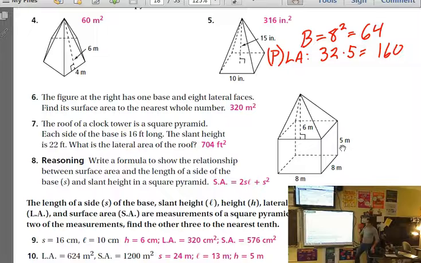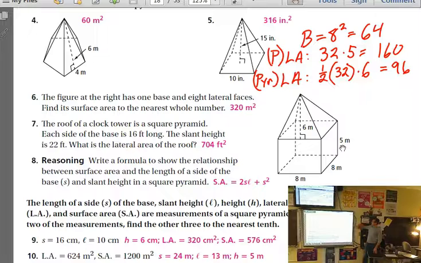Then I'm going to do the pyramid lateral area, which is half that perimeter, which has to be the same, times the slant height, which if you see where it connects down here, that slant height is given to me as 6. So that's really 3 times 32, which is 96. And that should come out to be 320.